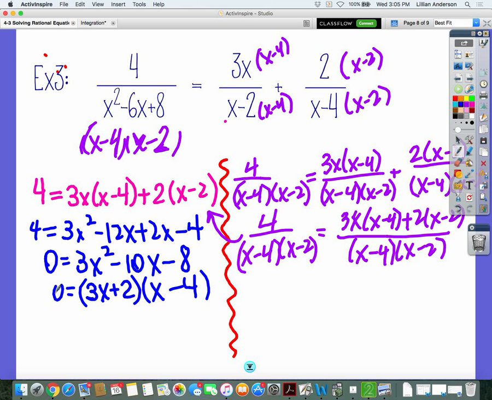Still the same. Why would it not be negative 3? You should have gotten these two solutions.